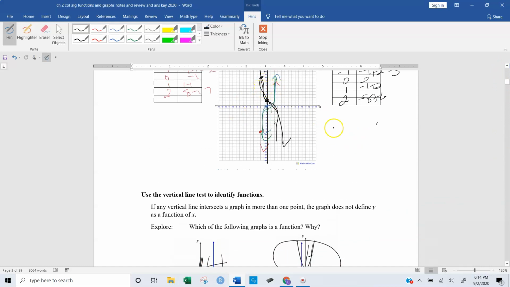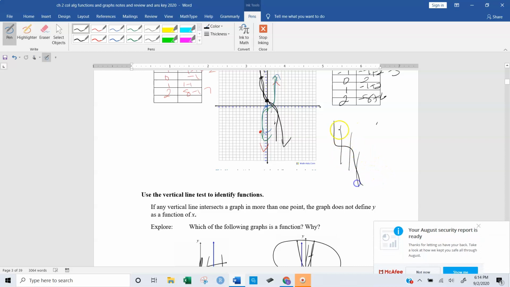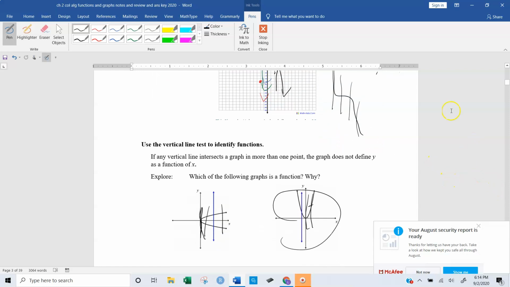It only takes one vertical line to make it not a function. So up here on your x cubed graph, let's try this out. Is this a function or not? And the answer is yes, because all the vertical lines only hit the graph once. Okay, let's continue.